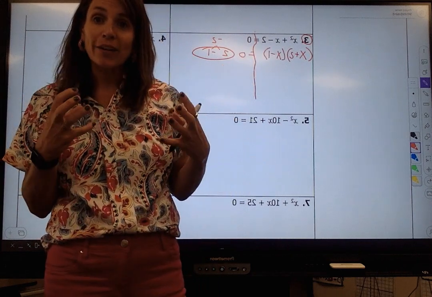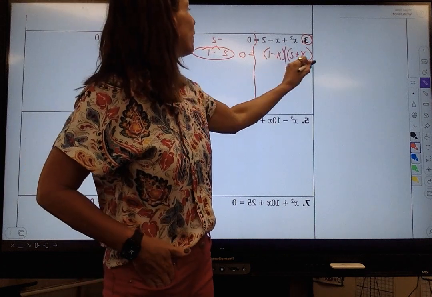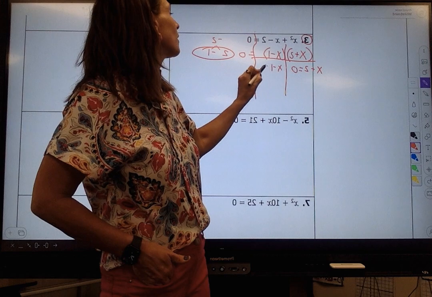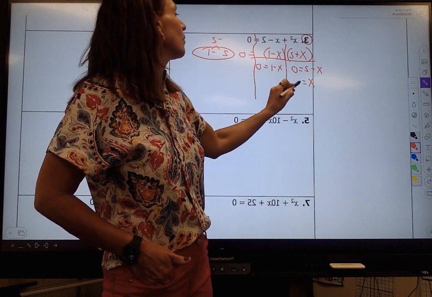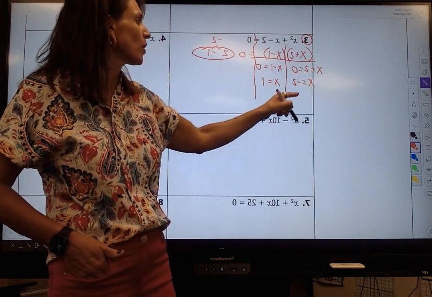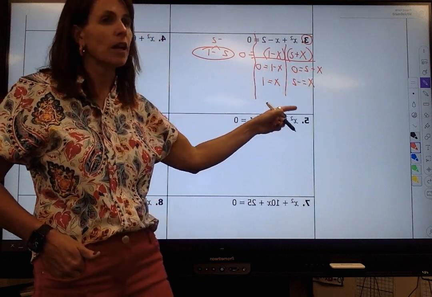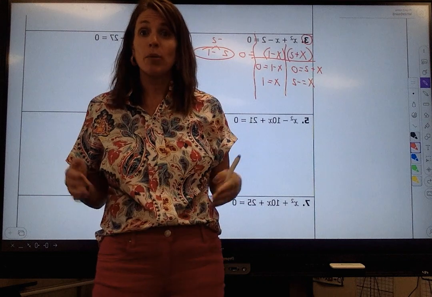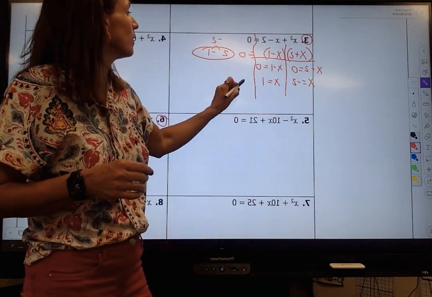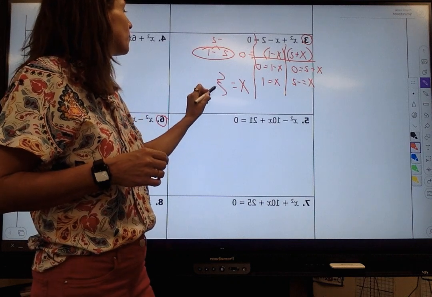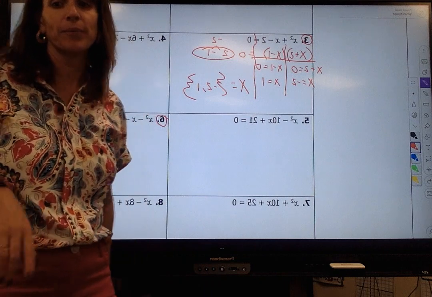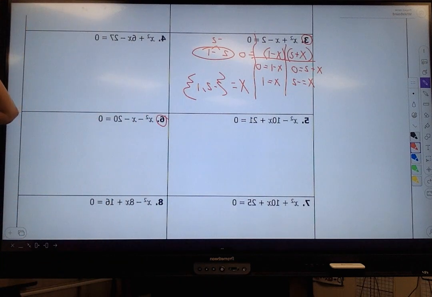Now that I have my factor set, I set both factors equal to 0. X plus 2 is equal to 0. X minus 1 is equal to 0. So here I have x is -2 and x is +1. You subtract 2, you add 1. Voila, here are my answers. So that means my parabola would cross my x-axis at -2 and +1. Do not forget to put it in bracket form. More than one solution, got to have a bracket. Okay? All right, let's take a look at number 6.